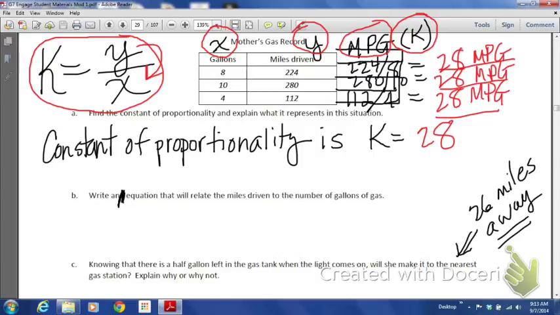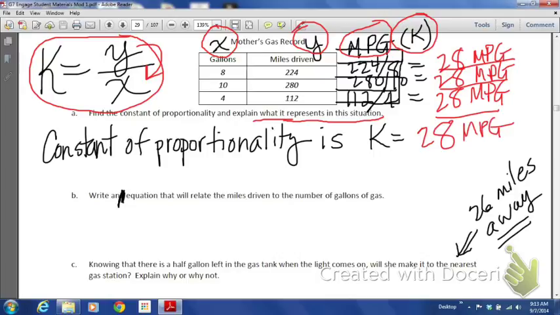K equals 28, and we've seen that right up here in our table. And what does it mean in this case? In this curriculum, we're always going to be asking what it represents in this situation, trying to keep everything in context. These are not just random numbers we're throwing out there. Sometimes they are, but they do represent something. So in this case, we would say that we get 28 miles per gallon.